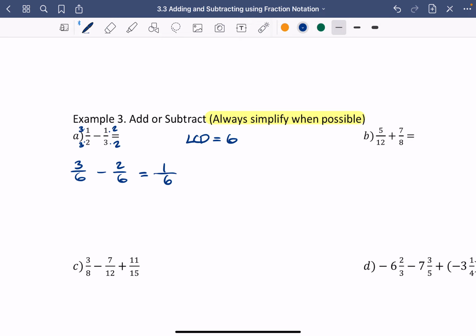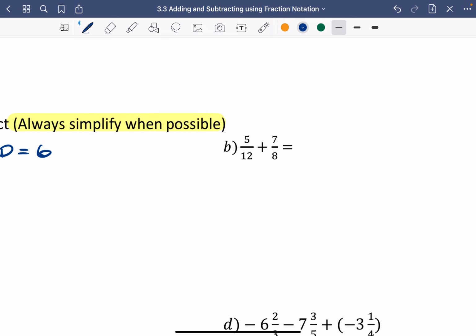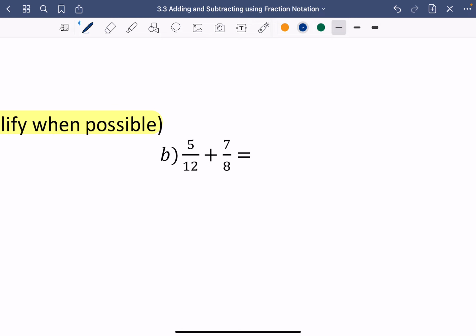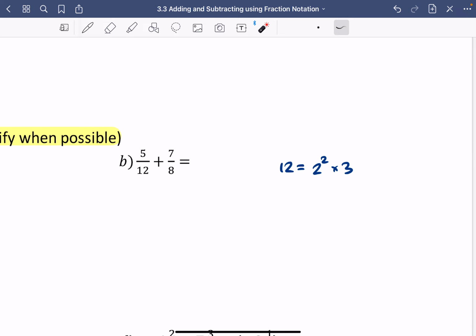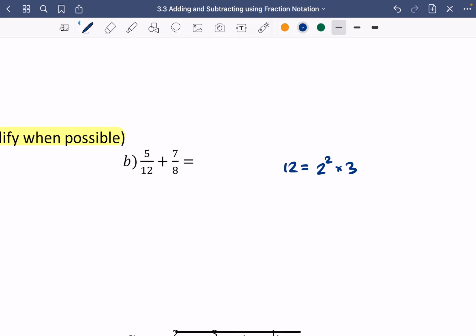Okay. All right. Next example, question B. The denominators are 12 and 8. They are different denominators. So to have the same denominators, we'll need to find the lowest common denominator. So I know 12 is equal to 4 times 3, which is 2 squared times 3. If you guys can't do this directly, you can always draw a factor tree. And then 8 I know is 2 cubed.